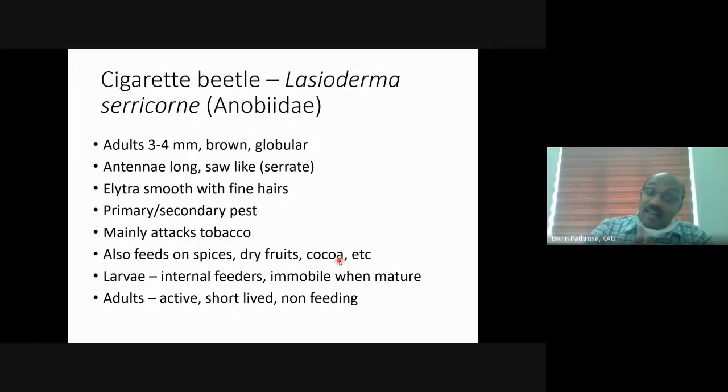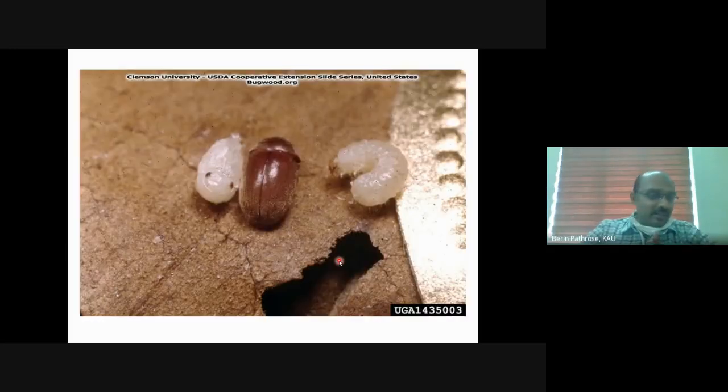So it has the ability to attack spices. We know it's very difficult to eat spices on a whole. Though we add a bit of spices to our preparations, it's difficult to feed on it continuously. But this insect has the ability to feed on spices. It feeds on dry fruits. It feeds on cocoa. So the adults, the size is 3 to 4 mm.